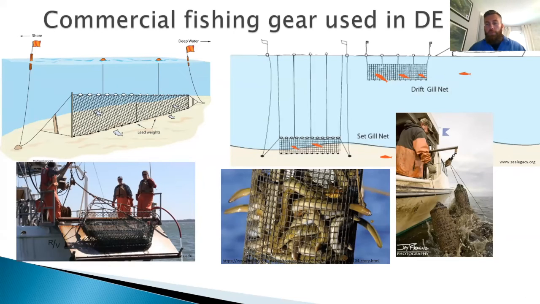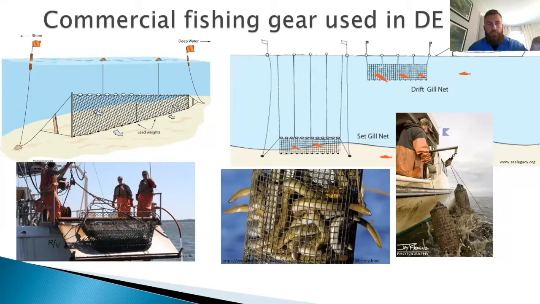When you look at some of the commercial fishing gear used in Delaware, as well as the Mid-Atlantic, some of the things you have probably heard of are dredges. Probably heard about dredges for crabs. This figure on the lower left is what a dredge looks like. Excuse me, it's not hydraulic, it's just a bottom benthic dredge, and that can be used for oysters or crabs.